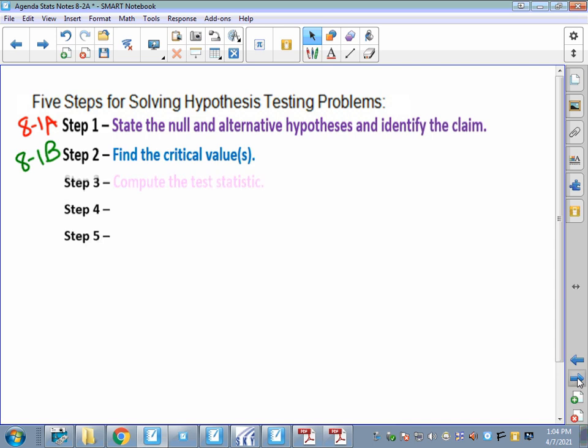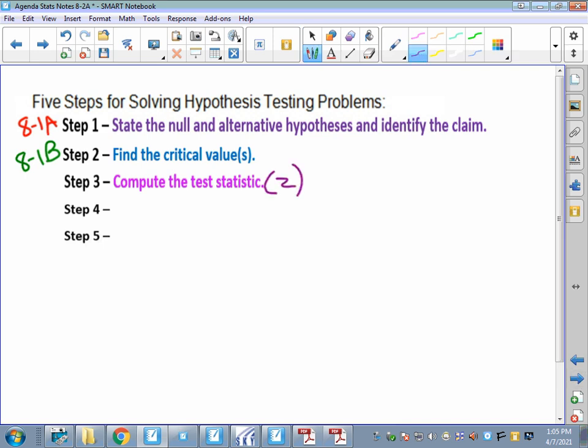Step 3, compute the test statistic. In this particular case, remember it's going to be z, because this section is called z-test for a mean. Now, I just gave you that formula 2 seconds ago in section 8.2a, and we've also done that back in the central limit theorem section. Step 4, we have not done yet. We haven't talked about it at all, but we have taken all the steps.